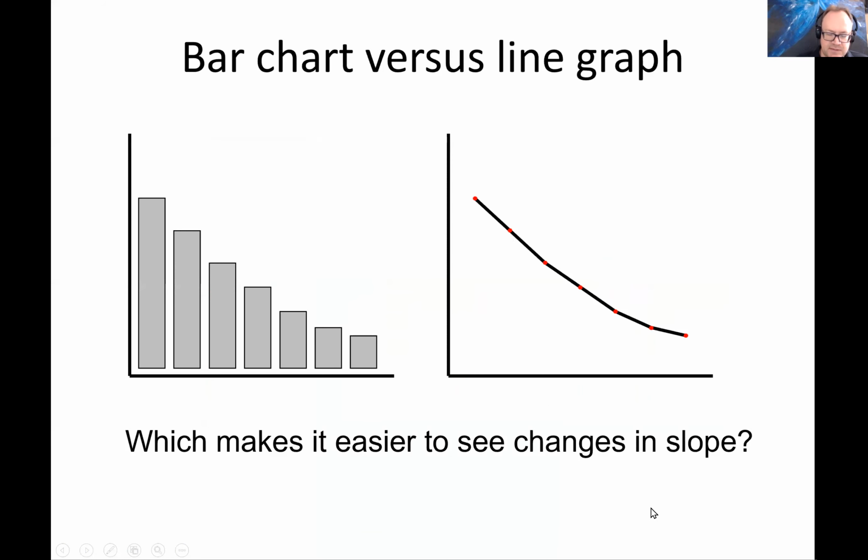I also said that line charts make it easier to see small changes in slope. So here I have the same data set shown in two different ways. On the right, you can probably see that right here, there's a tiny change in slope, and there again, and there again. But in the bar chart, can you see there's a change of slope here? I can't see that very easily.